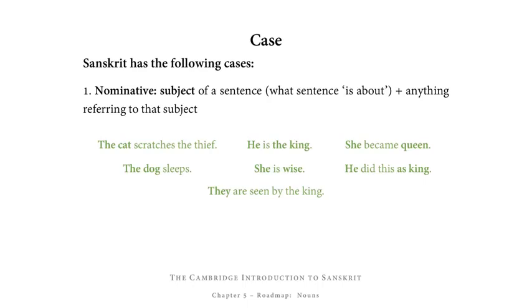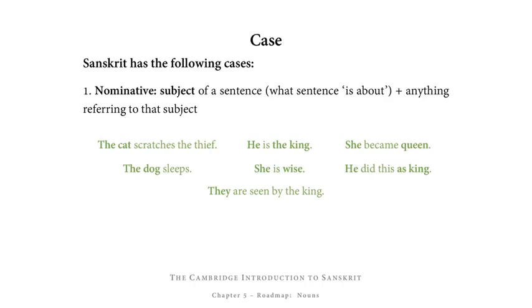He is the king, she is wise, she became queen, he did this as king, all have more than one nominative, because he is the king has he as the subject, but the king refers to he, describes him, and given that he is in the nominative, the king, the thing which describes him, would also be in the nominative. She is wise, same thing, wise describes her, she is the subject, she thus is in the nominative, and therefore wise also is in the nominative.